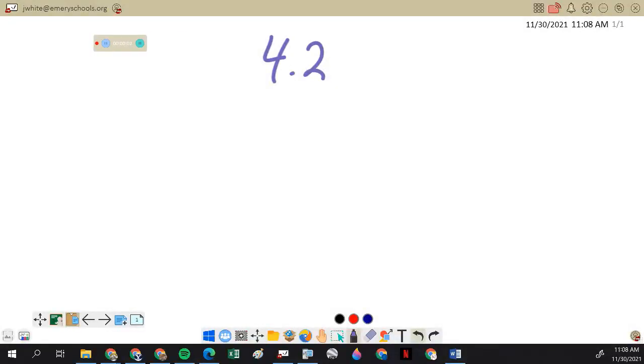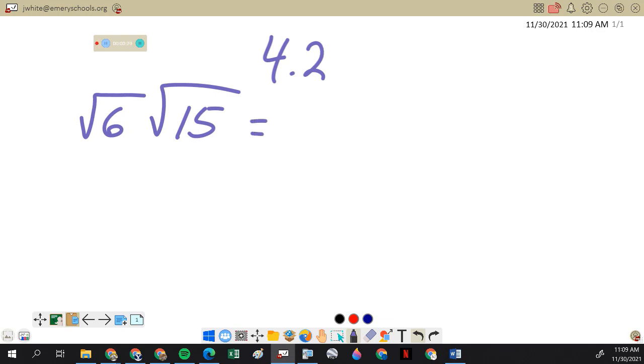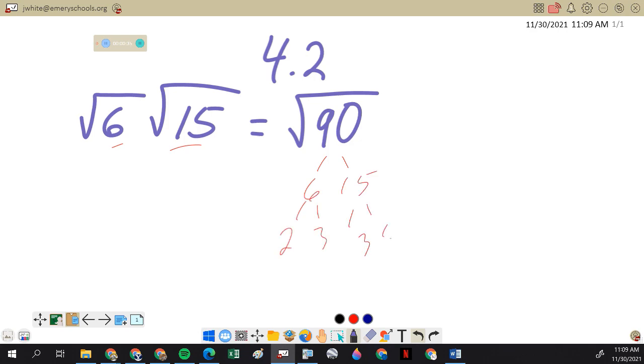All right, 4.2 is mostly going to be review, and it deals with square roots. So if I had the square root of 6 times the square root of, let's say, 15, you just multiply what's on the inside, and you get the square root of 90. And then we factor 90. Well, what goes into 90? 6 and 15. 2 and 3. 3 and 5. Does anything come out? A set of 3's. So we get 3 root 10. Easy enough, right?